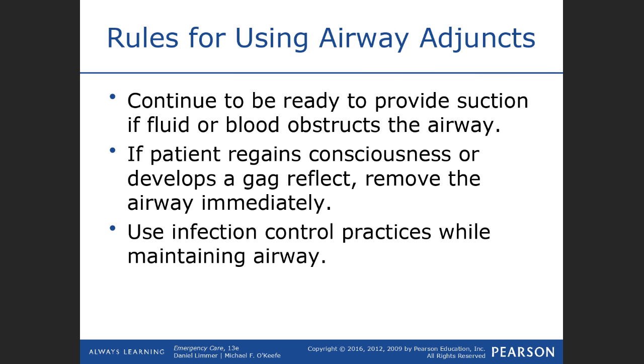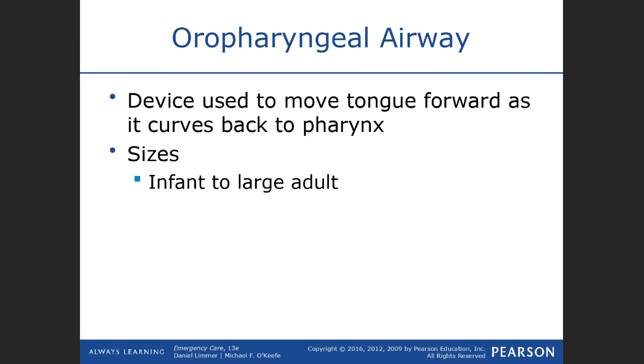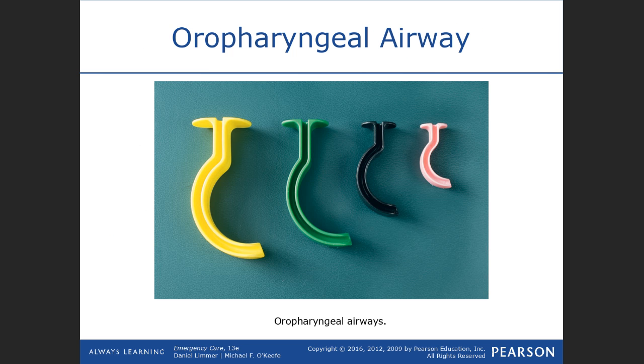So use infection control practices while maintaining the airway. Oropharyngeal airway. Device used to move tongue forward as it curves back to the pharynx. We have infant to adult sizes. This is what the device looks like. That's an oropharyngeal airway.